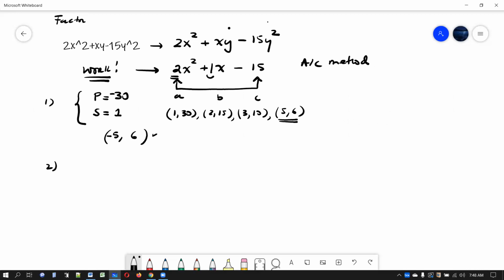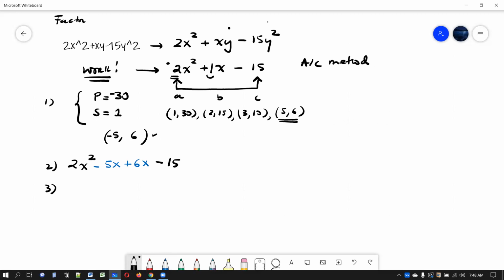Once I have the pair, I'm going to do it just as I did before. I am going to rewrite the trinomial using the pair. So here's my 2x squared. So instead of writing 1x, I am going to write minus 5x plus 6x and the minus 15.